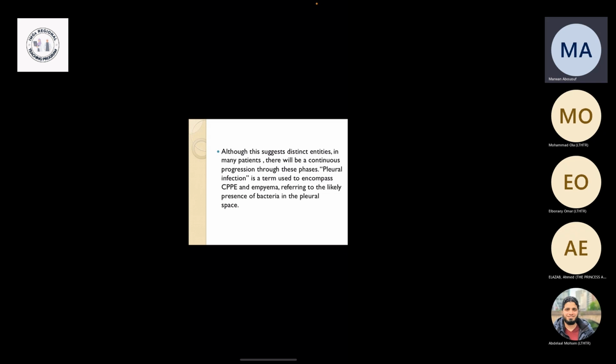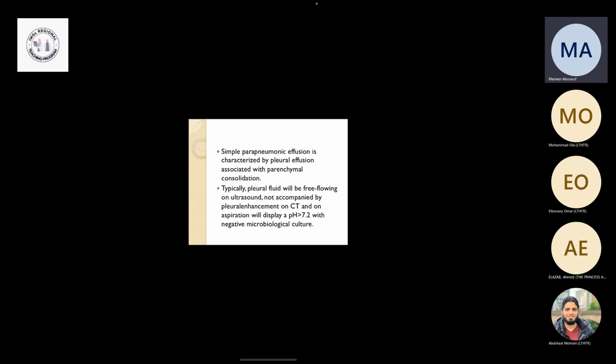So pleural infection is a term used for progression towards chronic parapneumonic effusion and empyema, referring to the likely presence of bacteria. That's why we are saying it's a pleural infection. Simple parapneumonic effusion is characterized by pleural effusion associated with parenchymal consolidation. So we are having consolidation and parapneumonic effusion, but once doing thoracocentesis, the pleural fluid culture will not be positive. It will be negative. The organism will not be identified in the effusion.